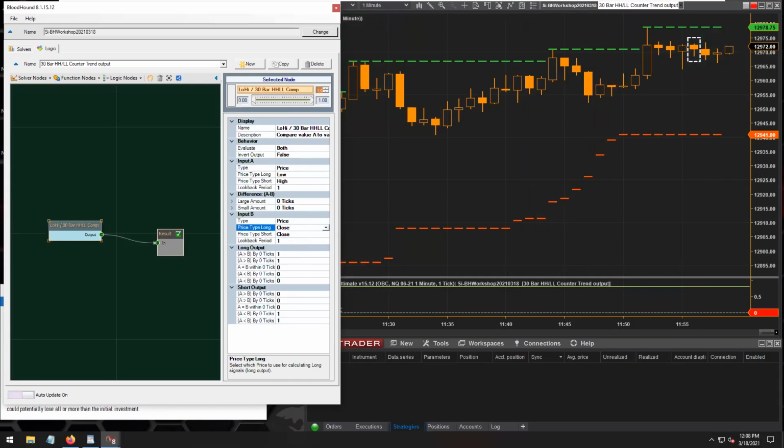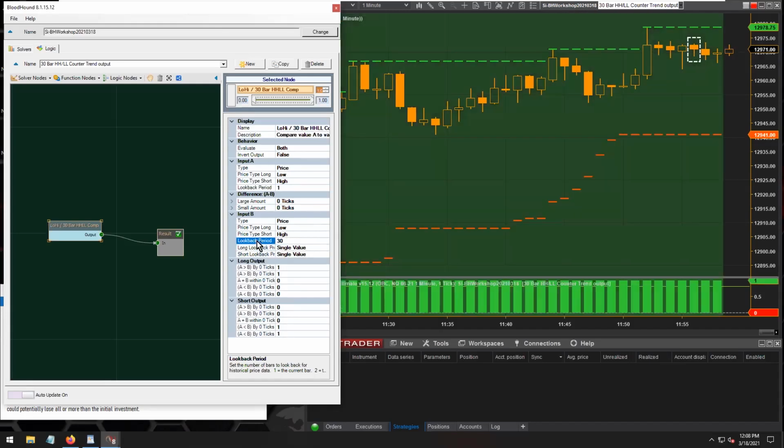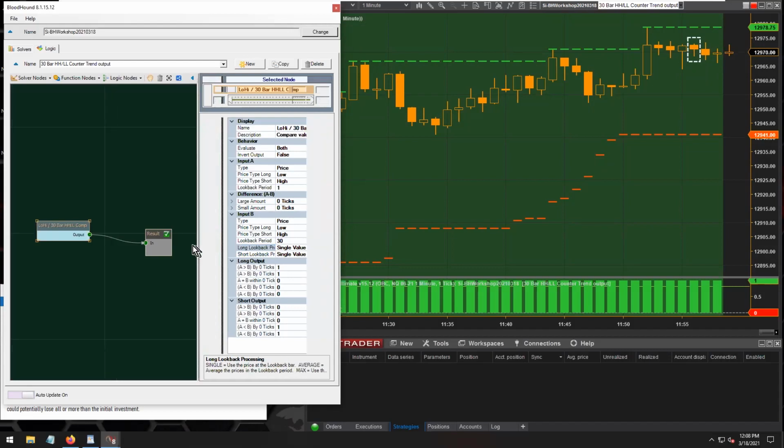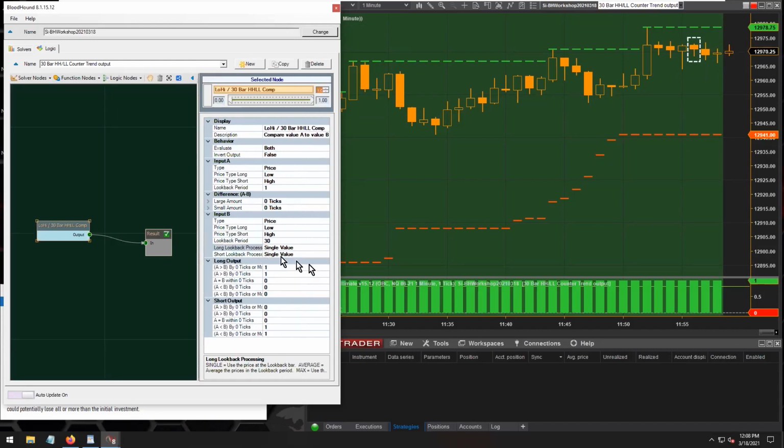And that will also be using the low price for long, and for short, the high price. But input B, that's going to be our 30 bar look back to find that highest high and lowest low. So we're going to put 30 into the look back period. All right? And then that is going to open up the look back processing mode.